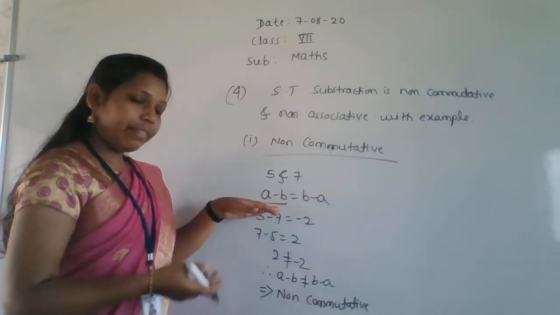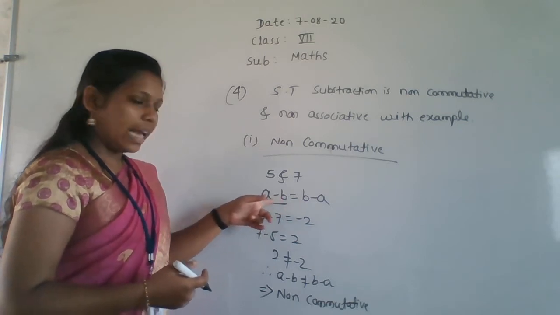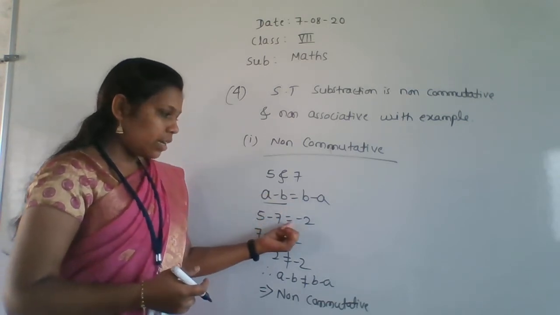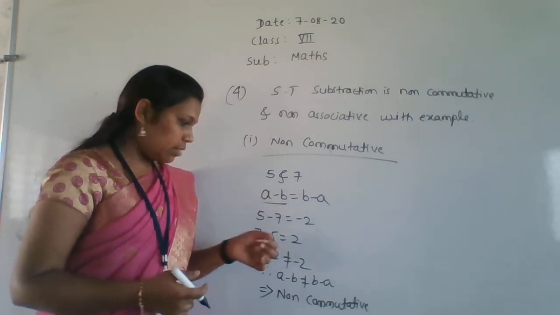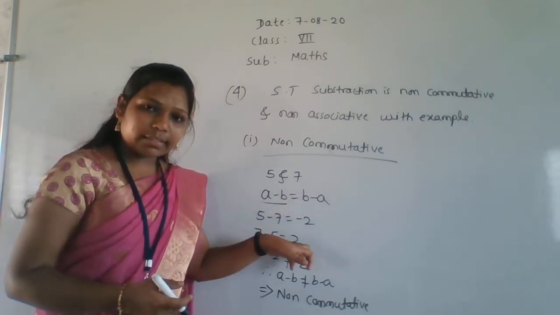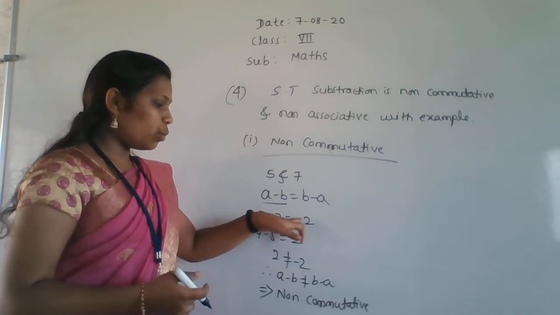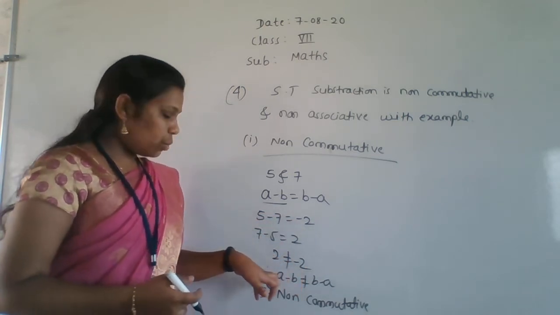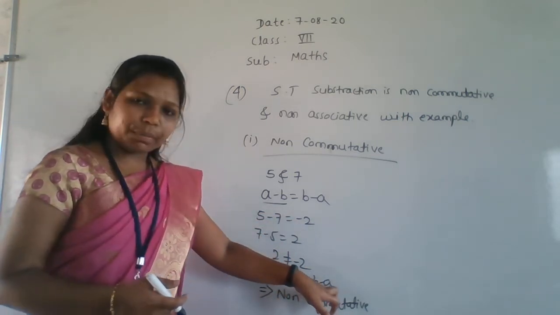But here we'll check. First do a minus b, that is 5 minus 7. You will get minus 2 as the answer. Next b minus a, that is 7 minus 5. The answer is 2. So here 2 is not equal to minus 2, right? So a minus b is not equal to b minus a.